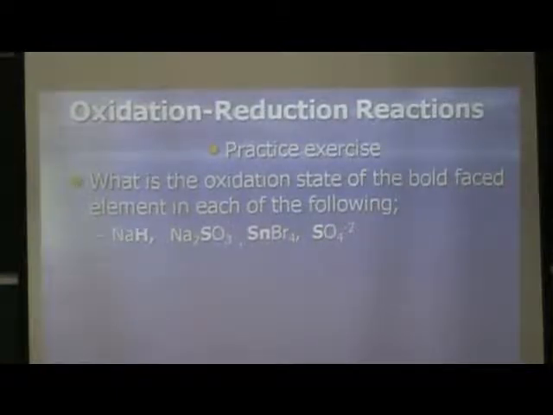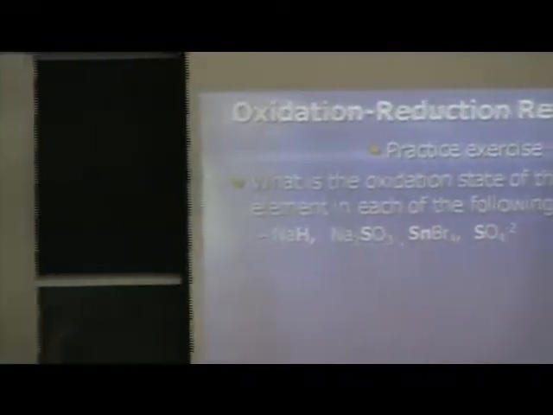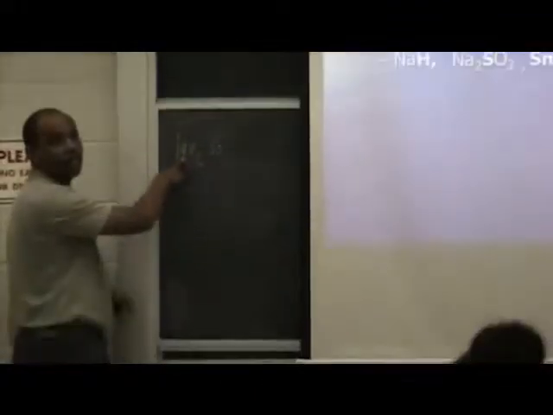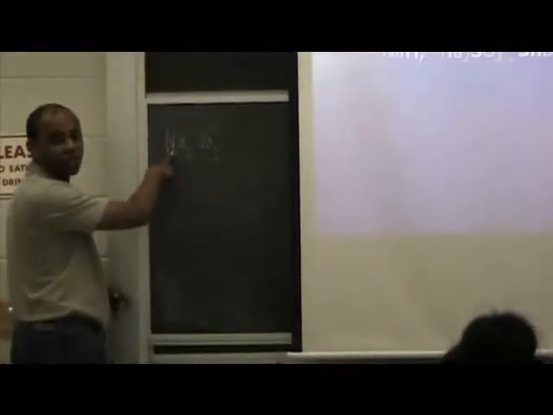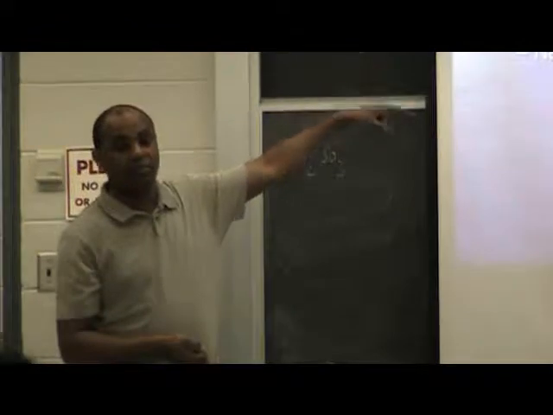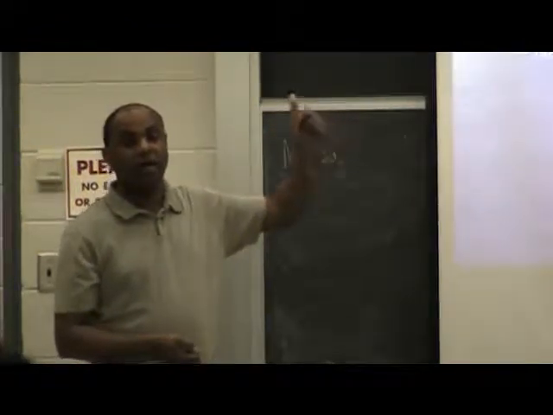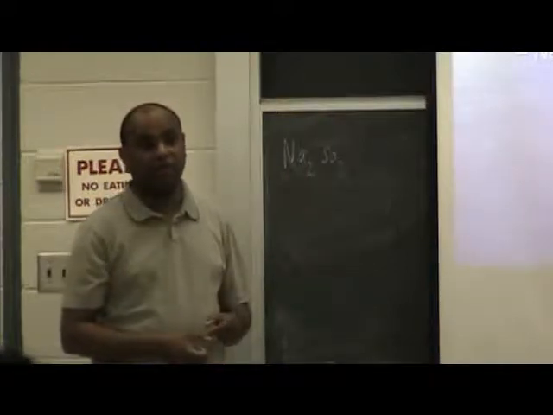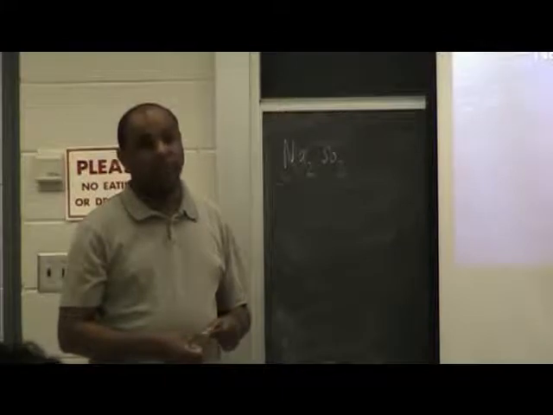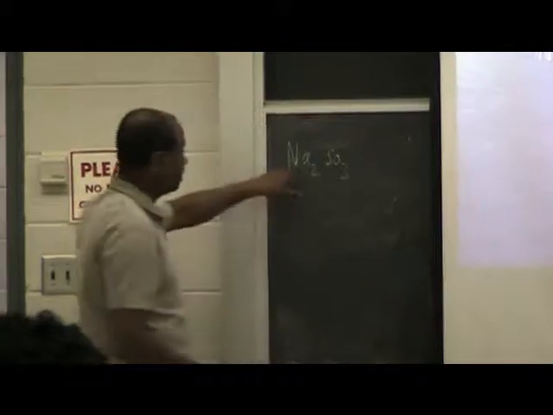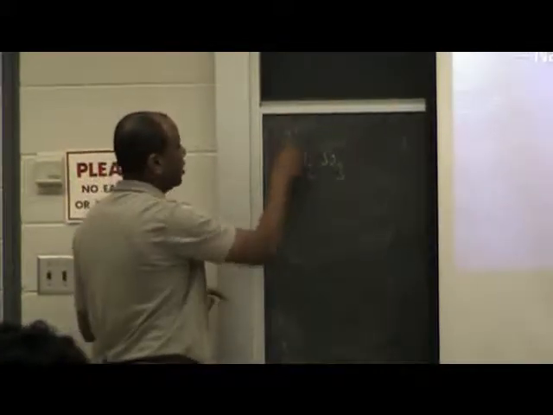Again, we have Na2SO3. Sodium is a monatomic ion, so the oxidation number of sodium is going to be the same as its charge. You need to read the rules of oxidation numbers. For a monatomic ion, the charge is the same as its oxidation number, even if it's in a combined state. If it is in a neutral state, it's going to be 0. So in this case it's going to be plus 1.